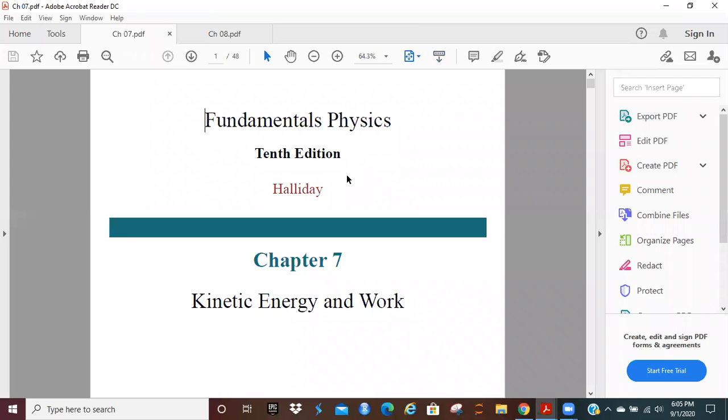Hello. This week we're going to be covering Chapter 7. We'll also be covering Chapter 8. I'll continue on with that here when we finish this.